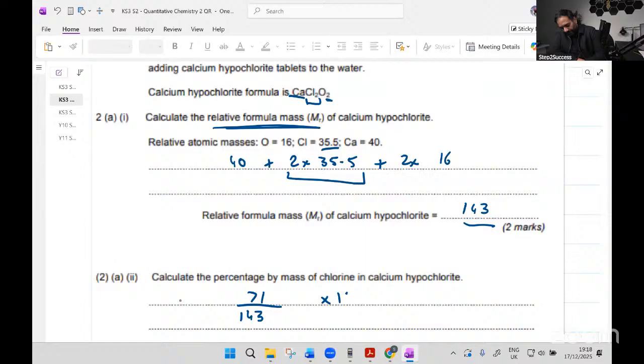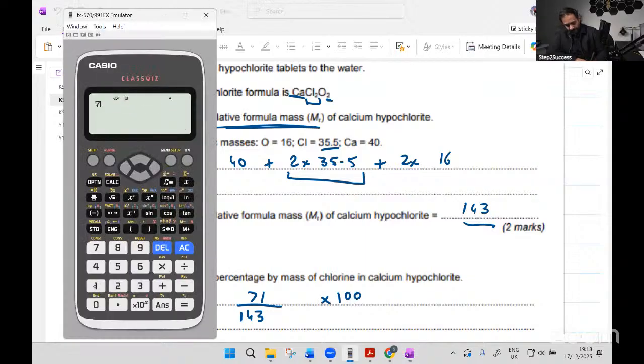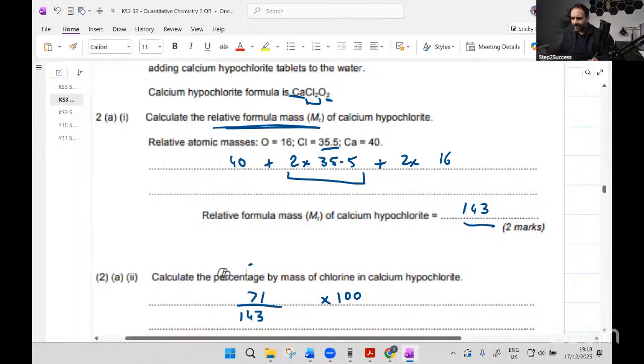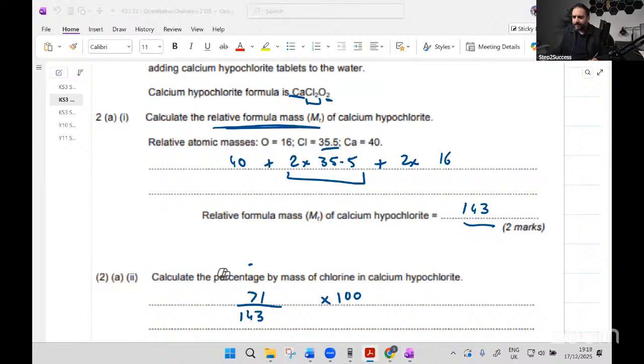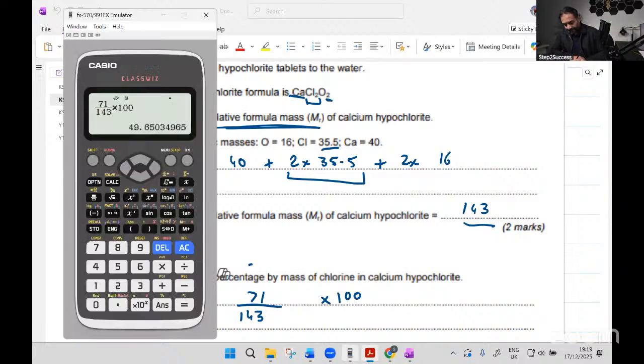You times that by 100. That is just over 50%, isn't it? Just under. 49.65%. Okay, I mean, you can call it 50%. I don't think it matters too much. Let's see what the mark scheme says. Yeah, 49.7%. If you did 50%, it's really okay.